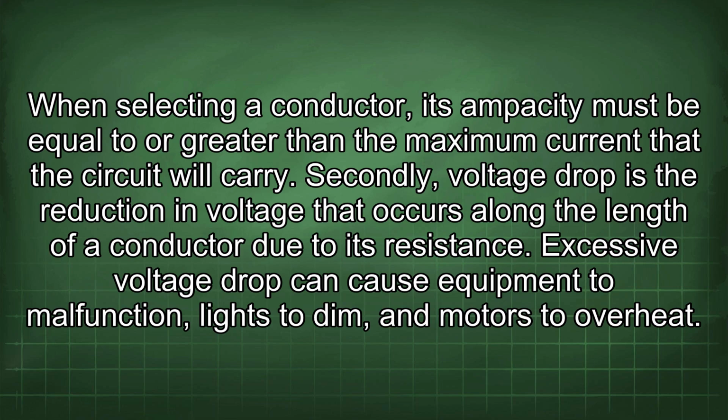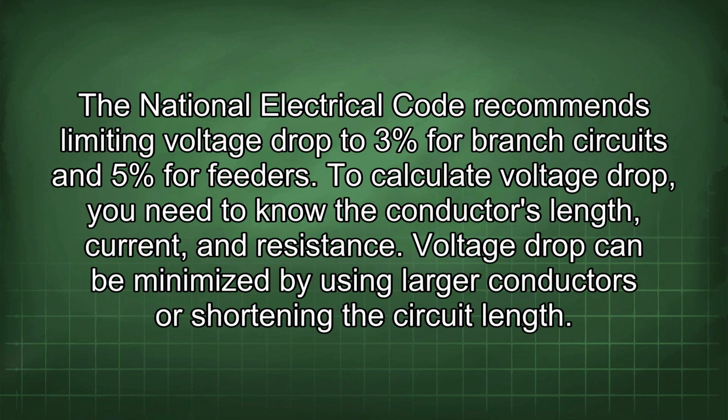Secondly, voltage drop is the reduction in voltage that occurs along the length of a conductor due to its resistance. Excessive voltage drop can cause equipment to malfunction, lights to dim, and motors to overheat. The National Electrical Code recommends limiting voltage drop to 3% for branch circuits and 5% for feeders. To calculate voltage drop, you need to know the conductor's length, current, and resistance. Voltage drop can be minimized by using larger conductors or shortening the circuit length.